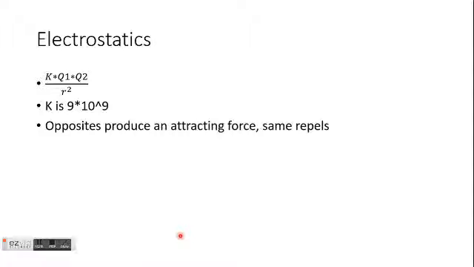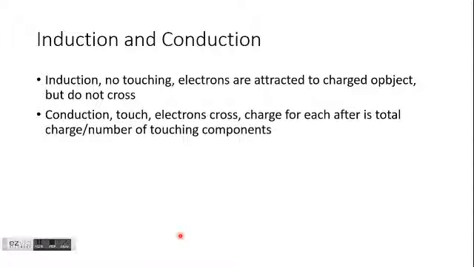The important thing to note with electrostatics is opposites produce an attracting force and likes repel. So opposites attract is true in electricity. If you have two positively charged objects, they're going to repel each other. So you just have to remember that. This formula won't tell you if it's attractive or repulsive. It will just tell you the magnitude.